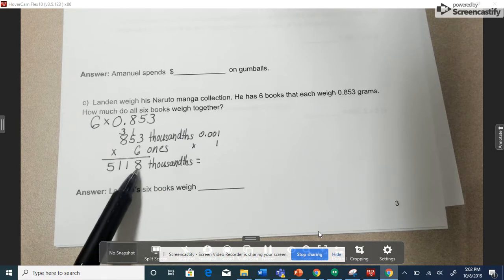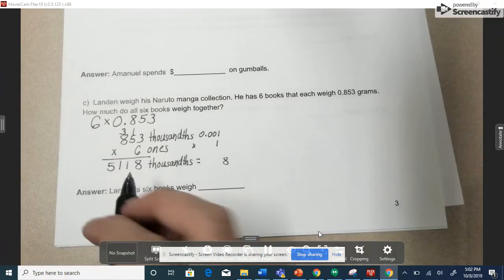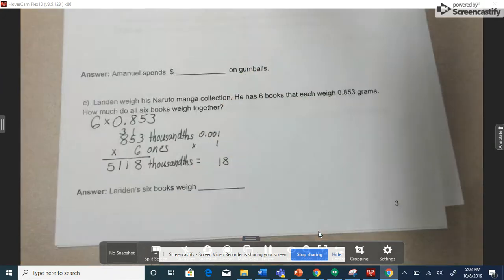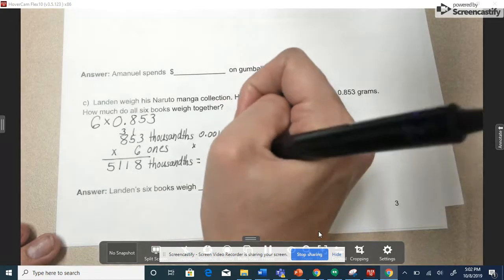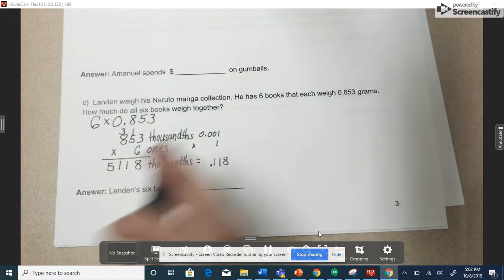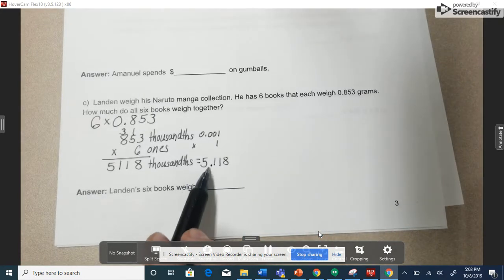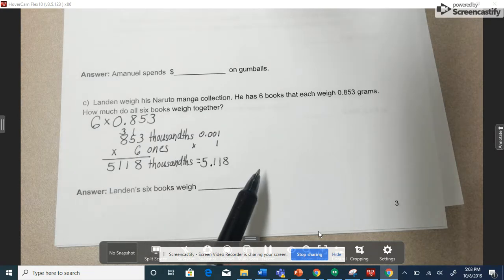I can see my last digit here is going to be in the thousandths place. So the 8 is in the thousandths place, which means my 1 is in the hundredths place. My other 1 is in the tenths place. My decimal always goes to the left of the tenths place. And now the 5 is in the ones place. So my answer is 5 and 118 thousandths. Now let's use the area model.